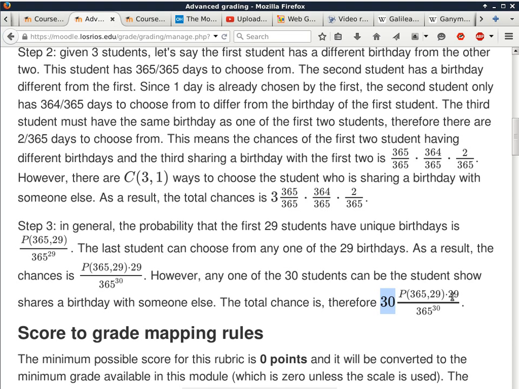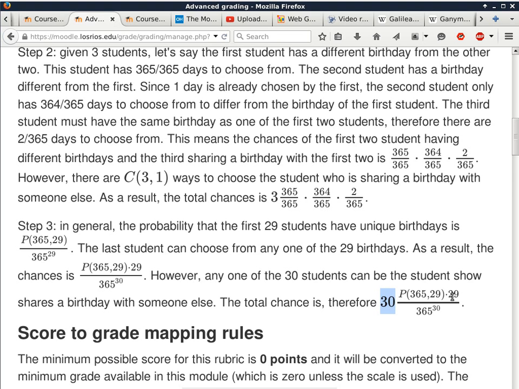Is that okay? It's the same argument here, where we have to consider how many ways we can pair up students out of 30. Out of 30 students, we just need to come up with a single pair. So now we have AB, AC, AD, AE, and so on. All of those are different ways to generate a pattern where 29 students have different birthdays, and the remaining one is the same as one of the other students. Is that okay? All right.